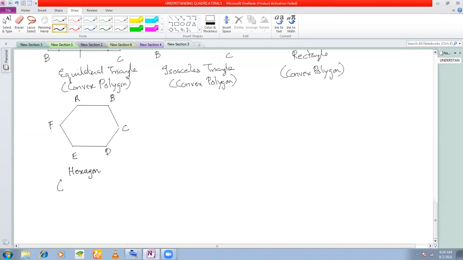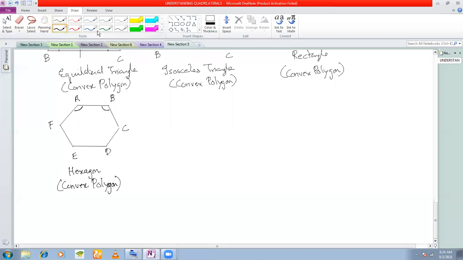What is it? This is a convex polygon. If you see, each interior angle is less than 180 degrees, right? Each interior angle is less than 180 degrees. So this is a convex polygon. Similarly, a pentagon is also a convex polygon.